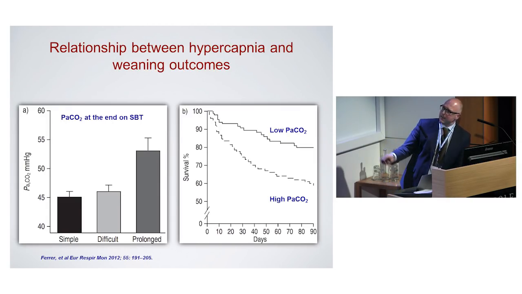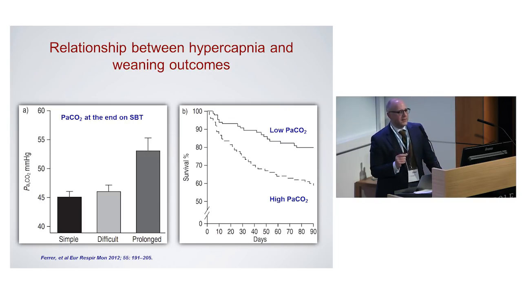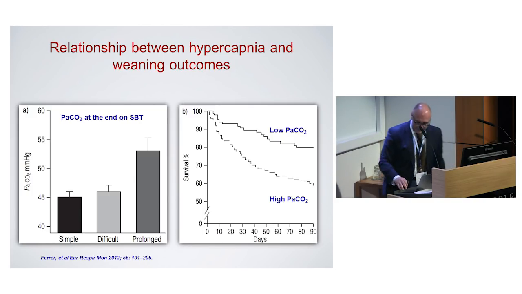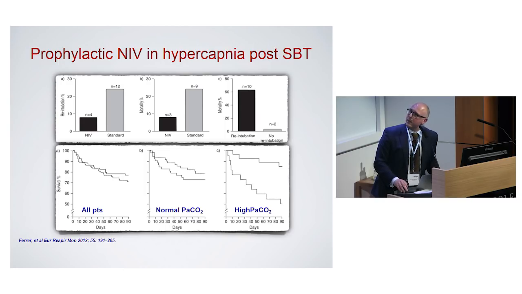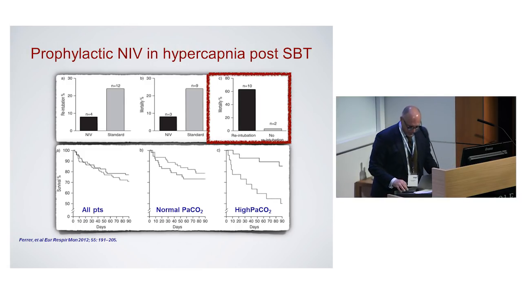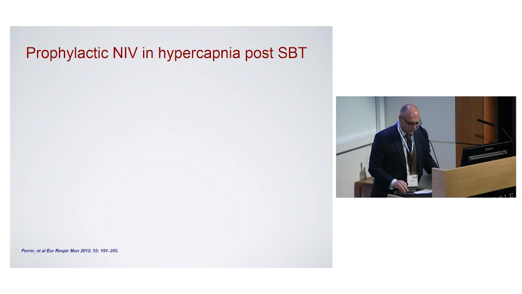And if we look at the data, you can see that particularly if the patient is hypercapnic, having non-invasive ventilation post-extubation, they do much better. The survival is much greater. So there is less reintubation, and there is reduced mortality, and the reintubation again is lower. But only if the patient has got hypercapnia, not for all patients, particularly not the ones with normal CO2.